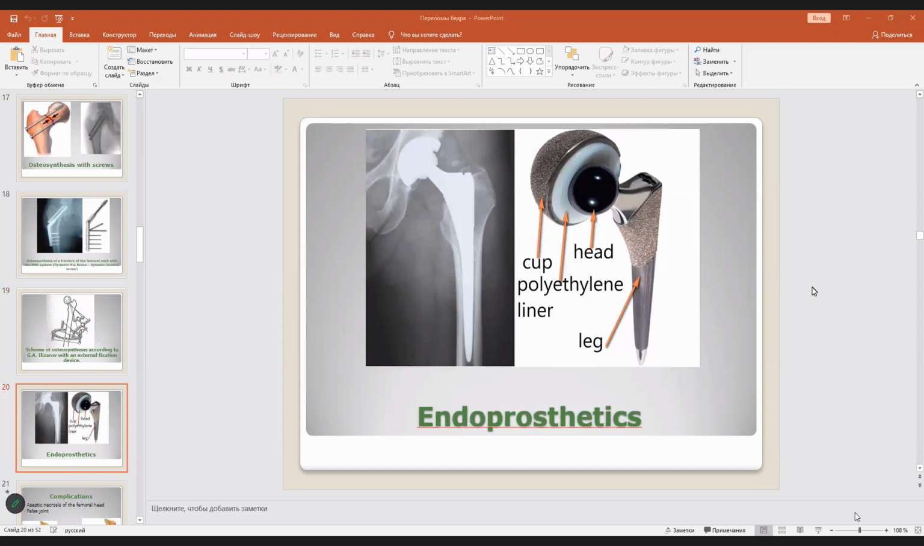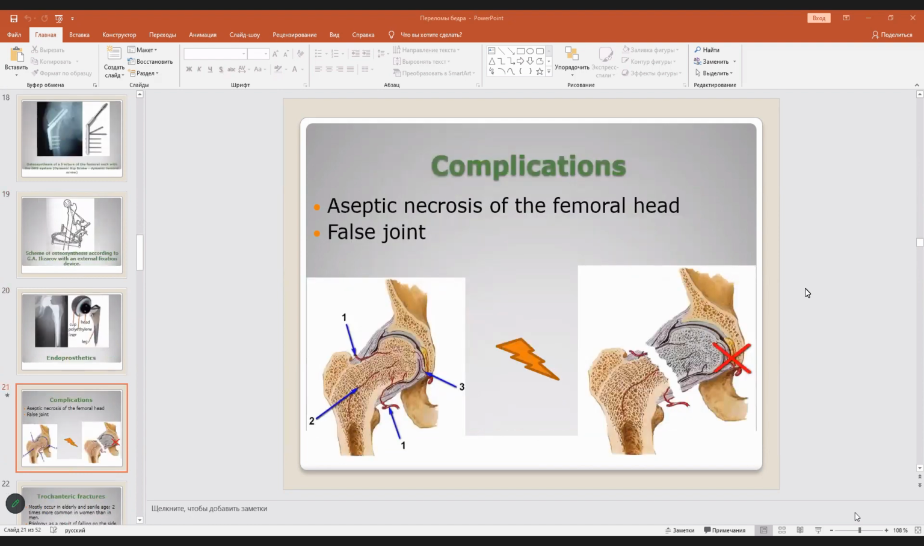Endoprosthetics. Total endoprosthetics. Complications: aseptic necrosis of the femoral head, false joints.